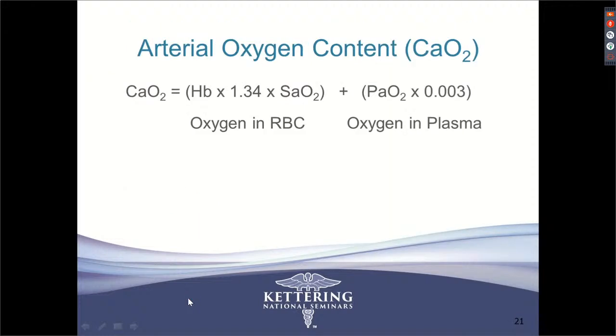The next one, number 4, is the arterial oxygen content. This is one I'm sure most of you know. Remember, the first part of the equation relates to the oxygen that's bound to the red blood cell, and then the second part of the formula is related to the oxygen dissolved in plasma. So highlight letter C there for the formula and highlight letter D for the example.